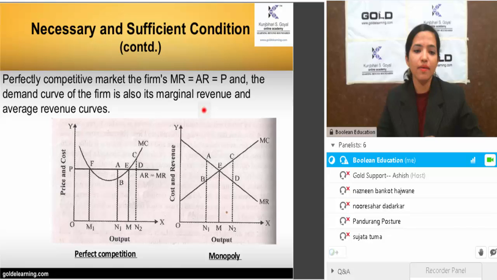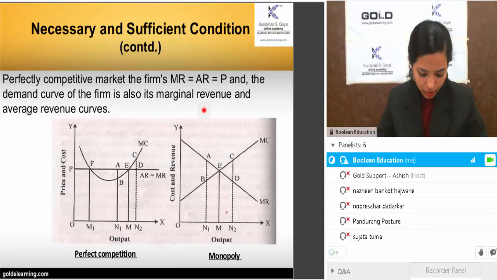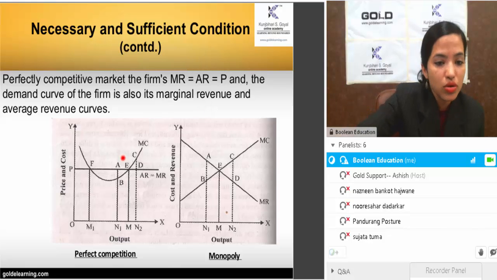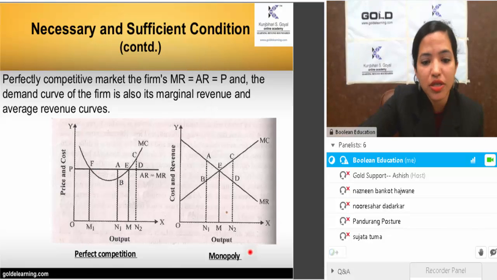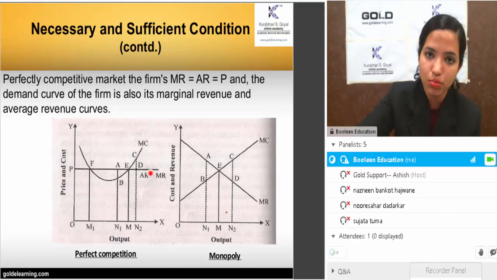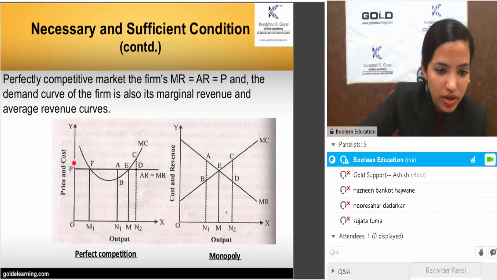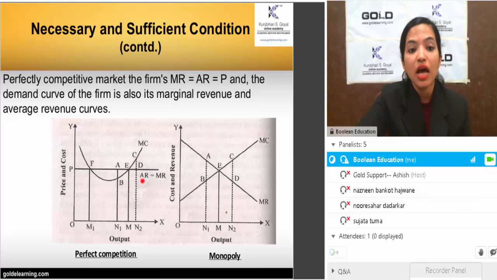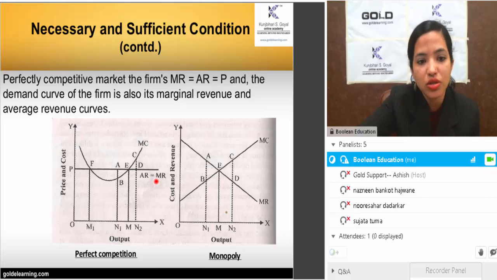Now let's see how to find this out graphically in the diagram. This particular diagram is for perfect competition and this particular diagram is for monopoly. Why is this perfect competition? Because here we have said average revenue equals marginal revenue. Every commodity you are selling under perfect competition is at the same market price, right? So this is a straight line. This is a price line, which can also be called the average revenue line or the marginal revenue line, because this is a perfect competition situation.